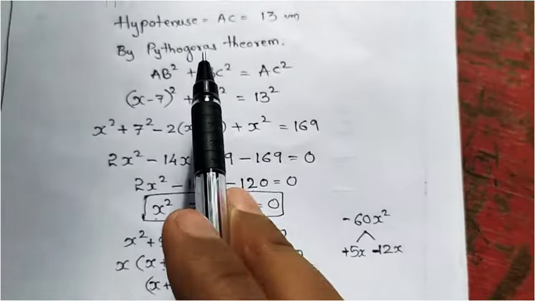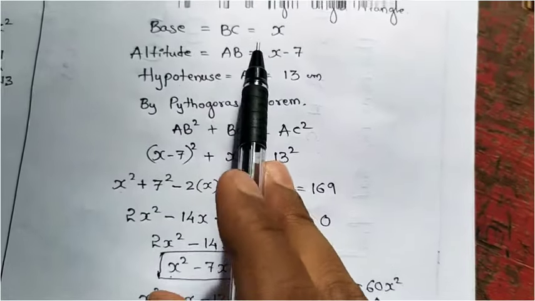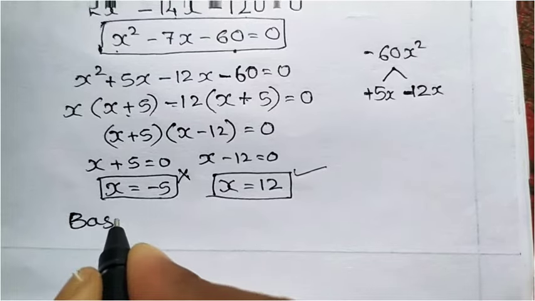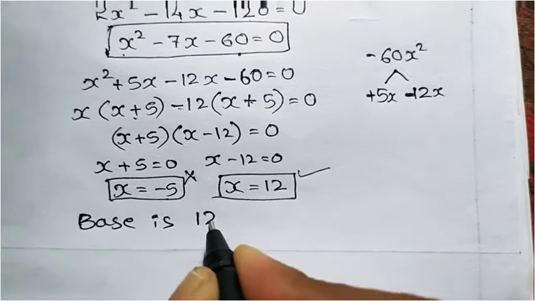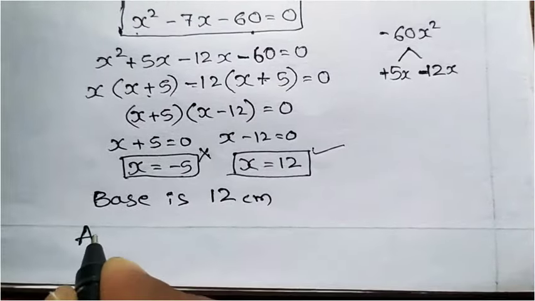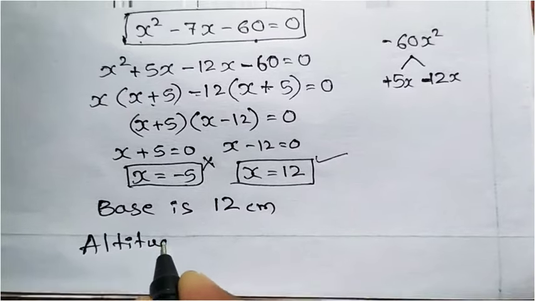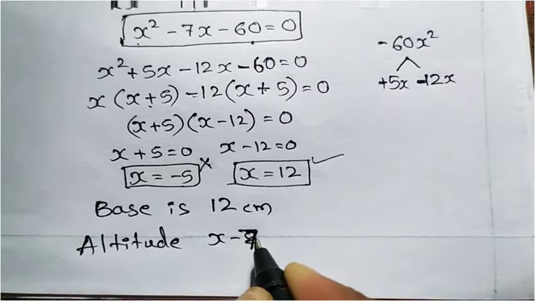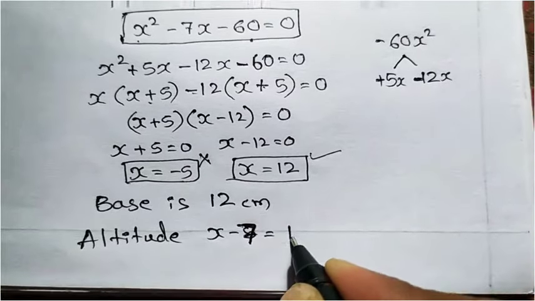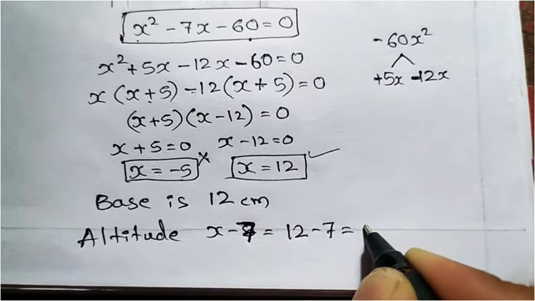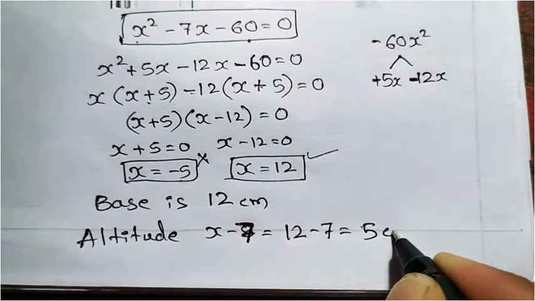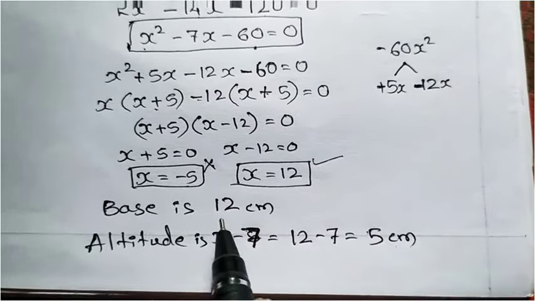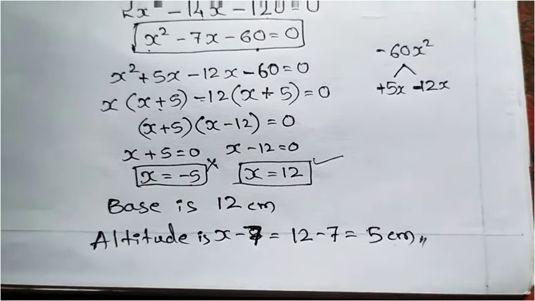So now what do we have to find? We have to find the base, that is BC. So base is how much? Base is 12 centimeter. And altitude, what did we get? Altitude is x minus 7. So that will be 12 minus 7 equal to 5 centimeter. Our altitude is 5 centimeter, base is 12 centimeter. This is our final answer.